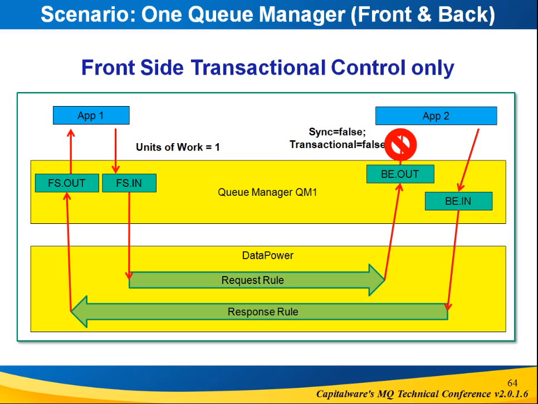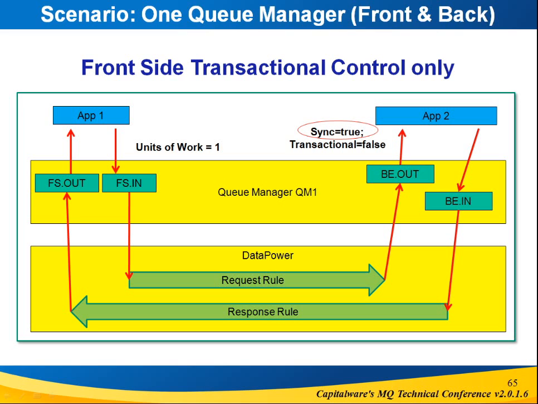So be very careful if you are dealing with a single queue manager and a single DataPower box connected both front and back to the same queue manager. Be sure that you have the back-end transactional control set correctly. And this is how you do it. You set sync equals true. You may remember when I introduced this parameter, I said what it does is it issues a commit on the back end. And you might be thinking to yourself at the time, why?